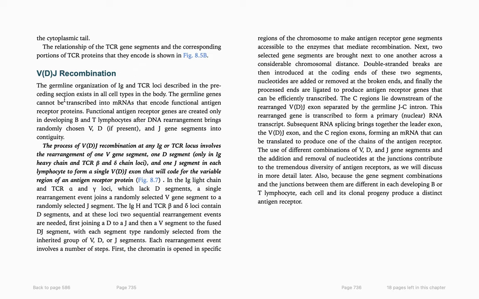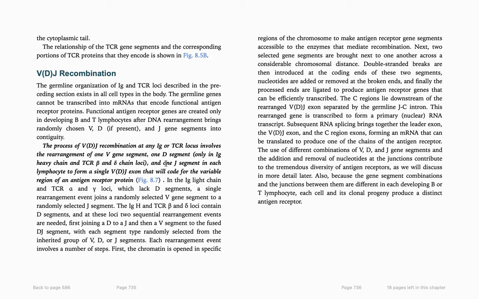VDJ recombination. The germline organization of IG and T cell receptor loci described in the preceding section exists in all cell types in the body. The germline genes cannot be transcribed into the messenger RNA that encodes functional antigen receptor proteins. Functional antigen receptor genes are created only in developing B and T lymphocytes after DNA rearrangement brings randomly chosen V, D, J if present, or V and J gene segments into contiguity.